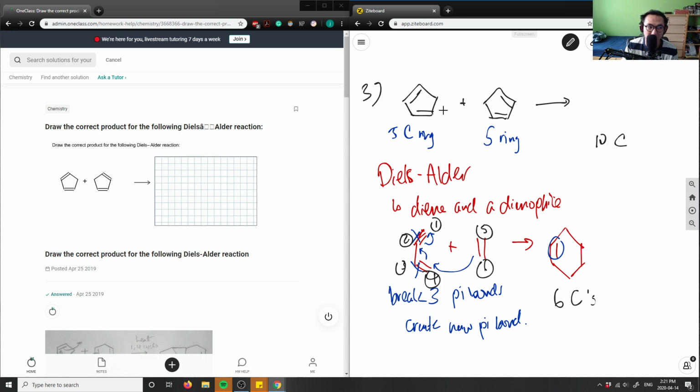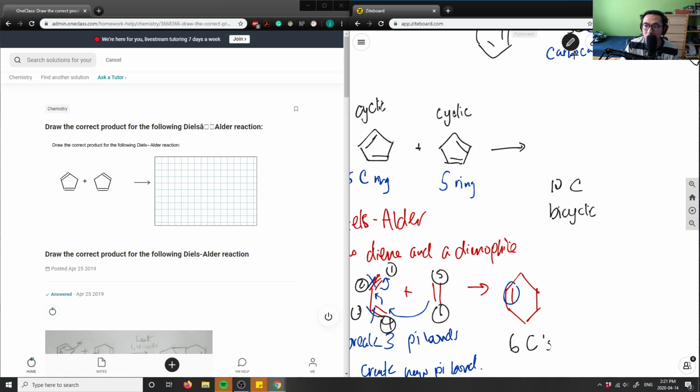So I'm going to give you a hint. I have two cyclic structures. This is one cyclic structure, and this is another cyclic structure, which means when I combine them both, I make a bicyclic structure. When we talk about bicyclic structures, they look something like this.